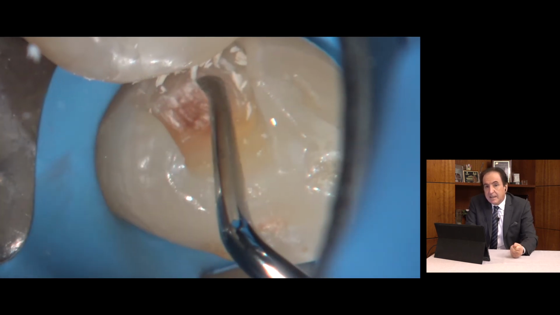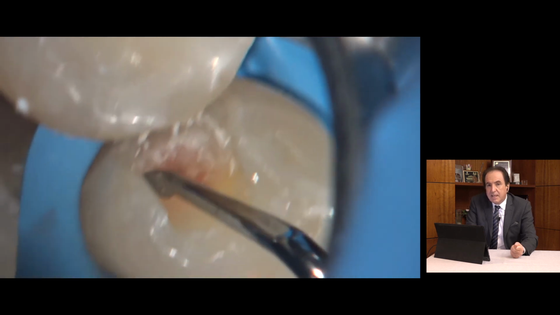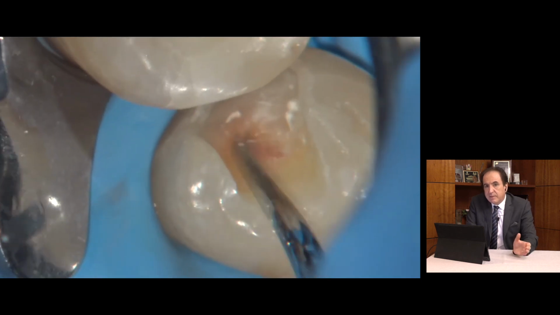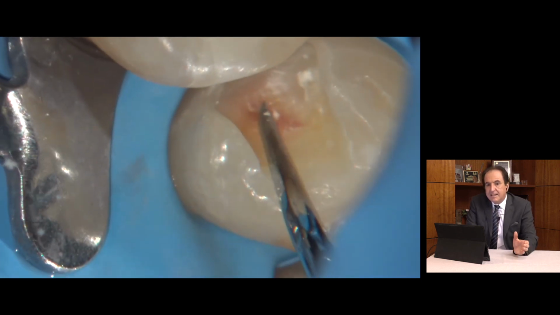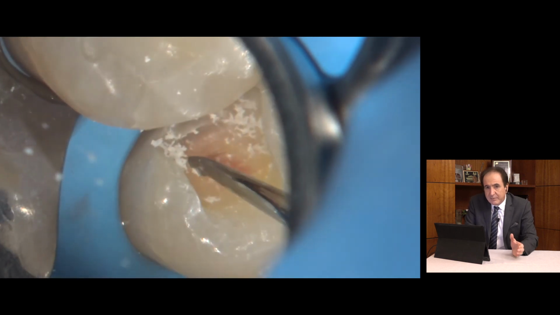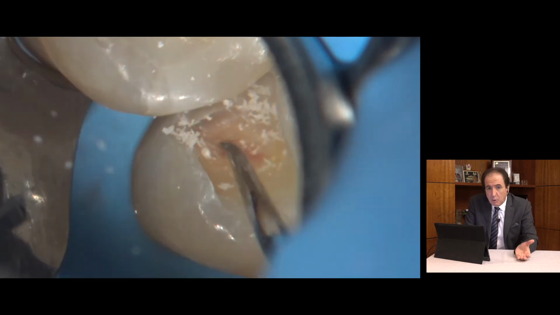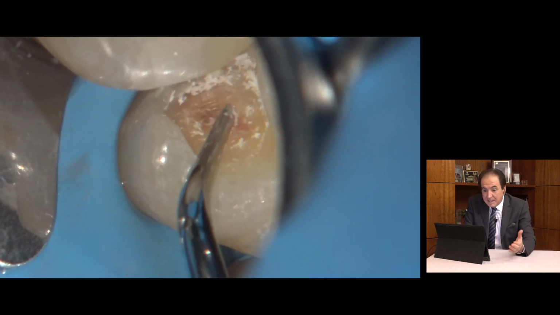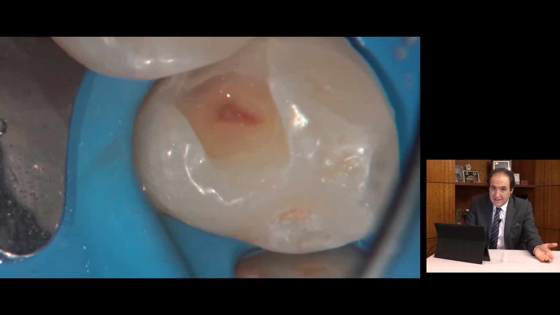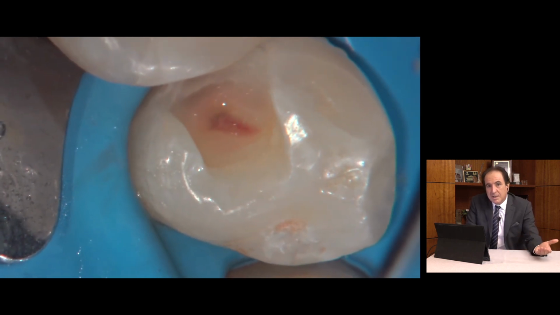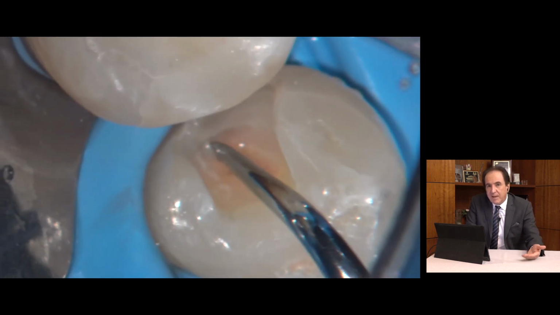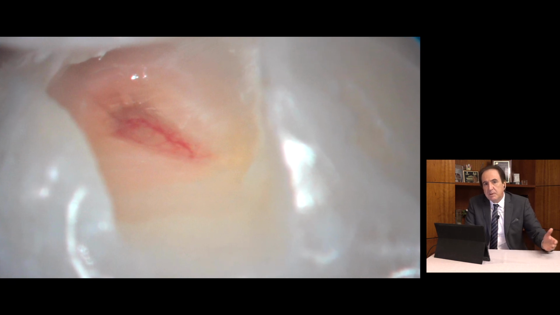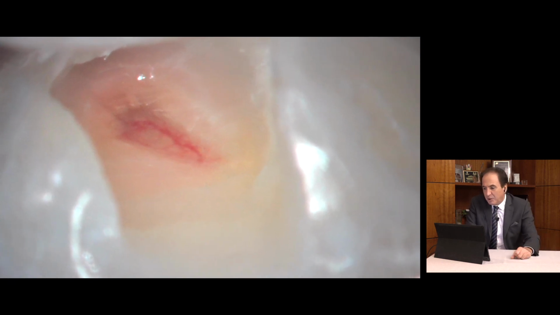So I would say today to every clinician, try to remove completely this soft tissue until you find clinically sound dentin. Don't be afraid of exposing the pulp. If the pulp is exposed, it is not you who are exposing the pulp, it is not your responsibility, but it is the pathology, it is the caries that was exposing the pulp. You are just revealing the condition. And if you expose the pulp, you have a vital pulp therapy procedure to do at that point.